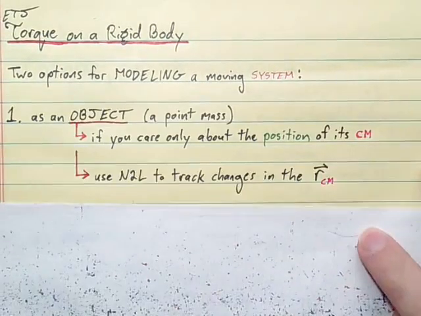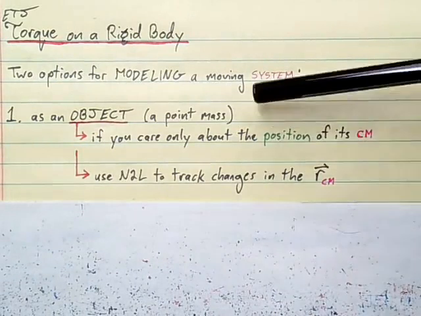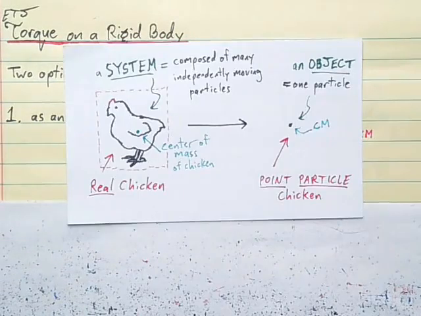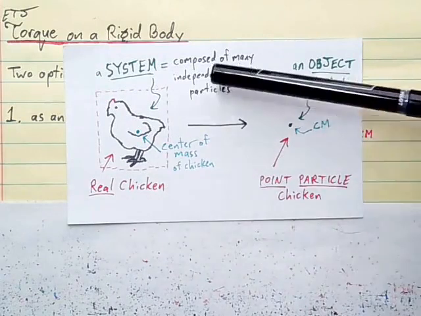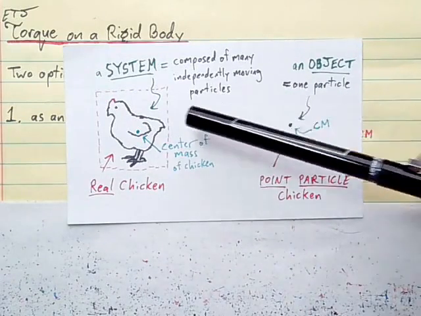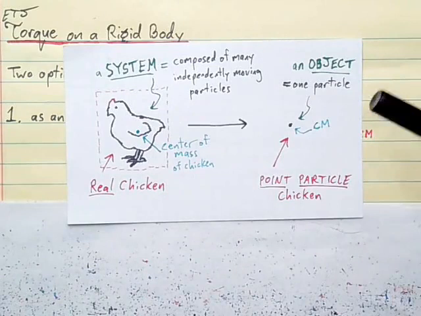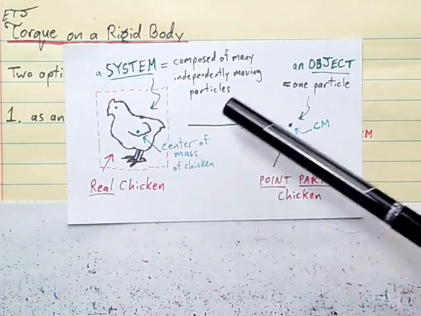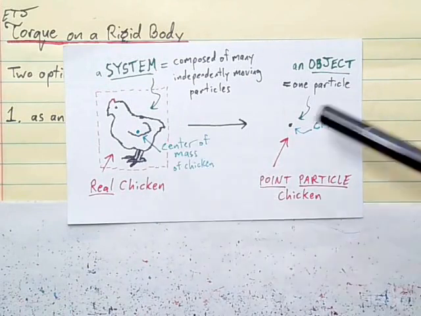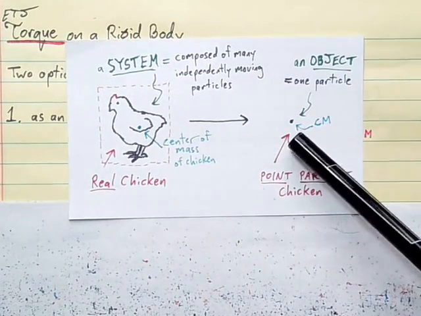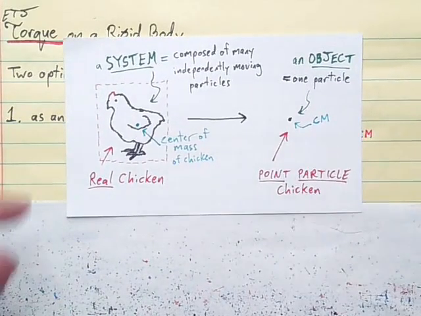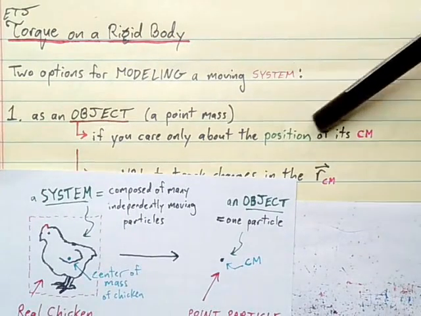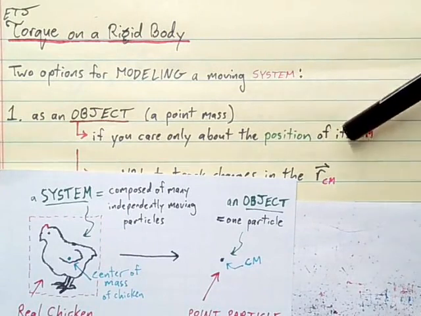The first one we have been using is the object model, in which we treat the system as just a point mass. So here by system, I could mean any macroscopic thing composed of zillions of independently moving atoms, like this chicken here. That could be our system. It's clearly complex, so we want to simplify things. We can do so by modeling the entire chicken as just a single point particle located at the center of mass of the chicken. And that's fine if all we care about is roughly where the chicken is, where the position of its center of mass is.